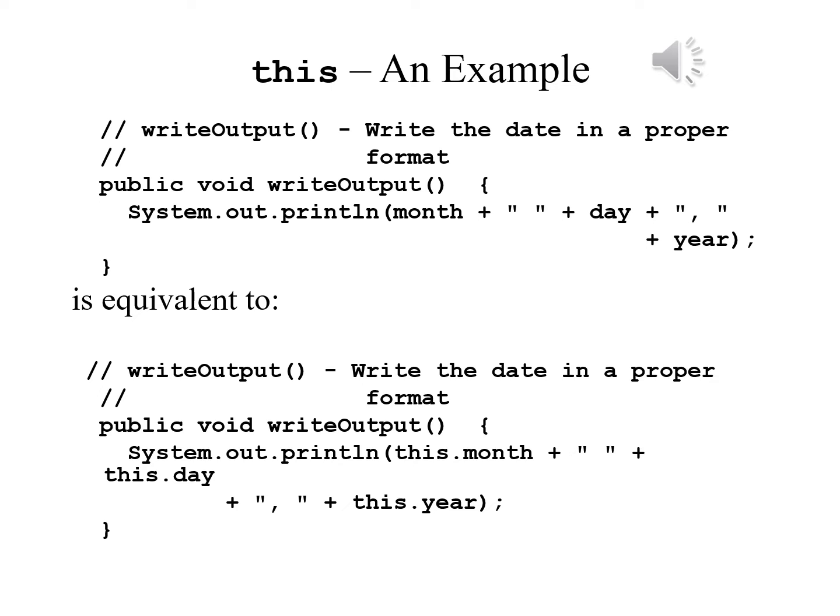Let's take a look at an example, namely the writeOutput method. We've seen the one on top before. public void writeOutput, System.out.println(month + " " + day + ", " + year). Now let's take a look how we can rewrite this. public void writeOutput, System.out.println(this.month + " " + this.day + ", " + this.year).